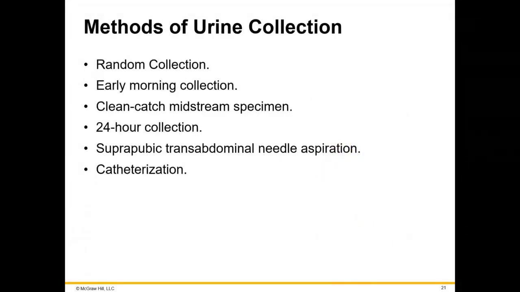Awesome. All right, so various methods of urine collection are random collection, early morning collection, and clean catch midstream specimen. It's also a 24-hour collection, where literally for 24 hours you're collecting into one big giant jug. Suprapubic, abdominal needle aspiration. So what do you think's going on here?